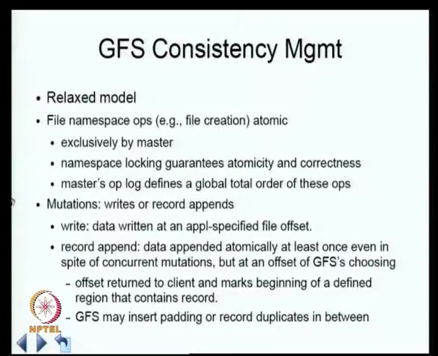I think I will stop here. I will talk about the consistency model in the next class. We will look at what consistency model GFS has, why it is a slightly weaker model than, for example, POSIX kind of models, and why their append, for example, exploits this aspect so that you can get high throughput for concurrent appends. We will look at that one.